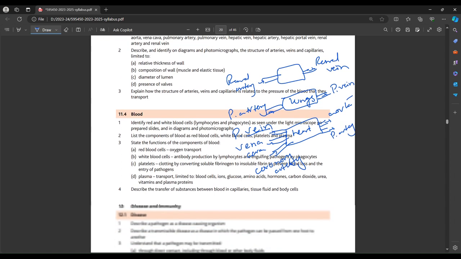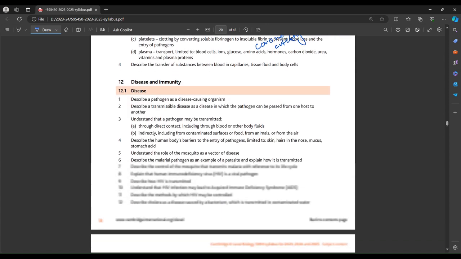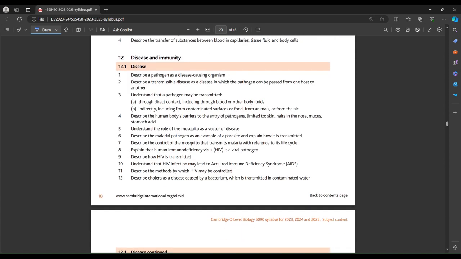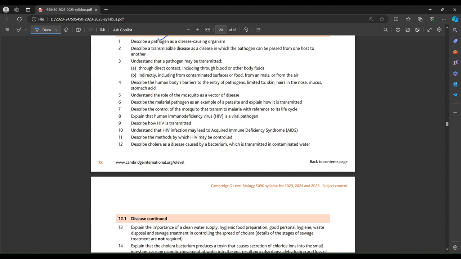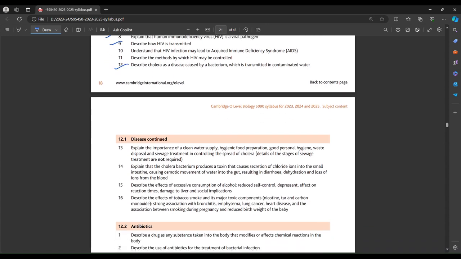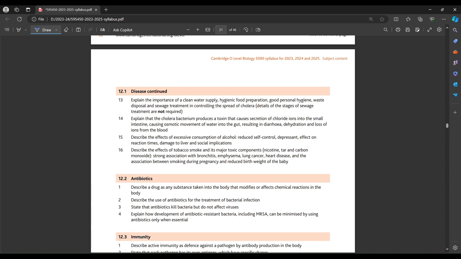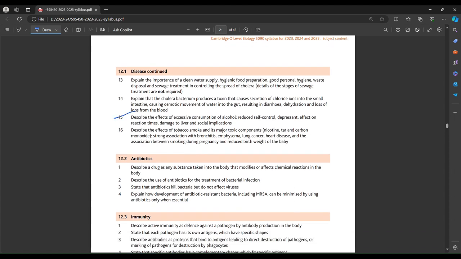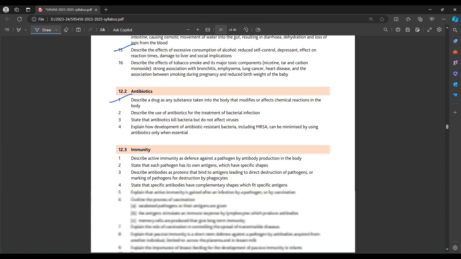Okay. Now, disease and immunity, pathogen as a disease-causing organism. Now, role of mosquito as a vector of disease, malarial pathogen, human immunodeficiency virus, how HIV is transmitted, cholera. I made a video on cholera. You can watch this. And then consumption of alcohol, antibiotic, drug as a substance taken into the body that modifies or affects the chemical reaction in the body.